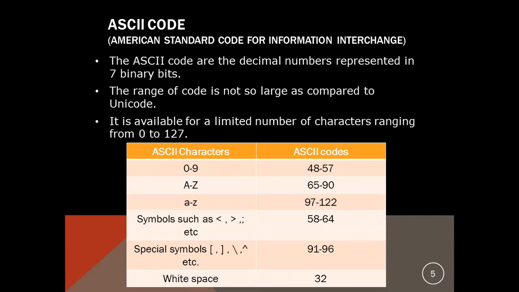ASCII code, or American Standard Code for Information Interchange, is an encoding system of decimal numbers represented in 7 binary bits. The range of code is not as large as compared to Unicode, as it is available only for a limited number of characters ranging from 0 to 127. As seen in the table below, ASCII characters and their ASCII codes are important topics which you have to learn. Especially these codes will be used while programming when it deals with characters. So you have to remember these codes by heart, at least for 0 to 9, capital A to Z and small a to z.